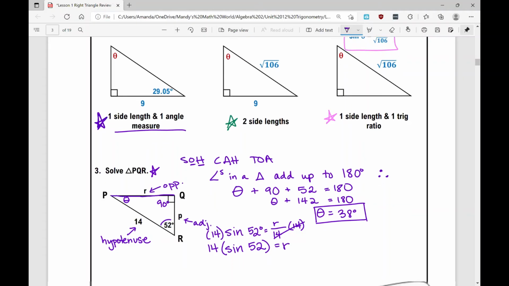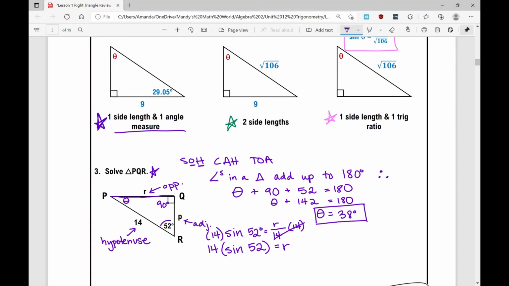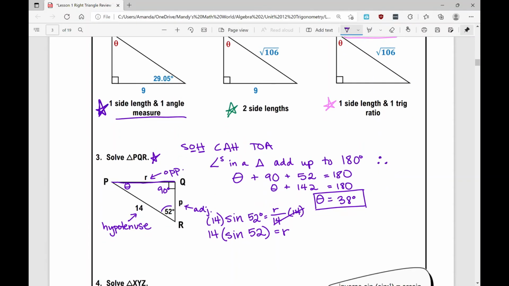So go ahead, pause the video, and plug that into your calculator now. When you do that, you should get that r is approximately 11.032. And that's the length of that side. So now let's find the length of the other side.